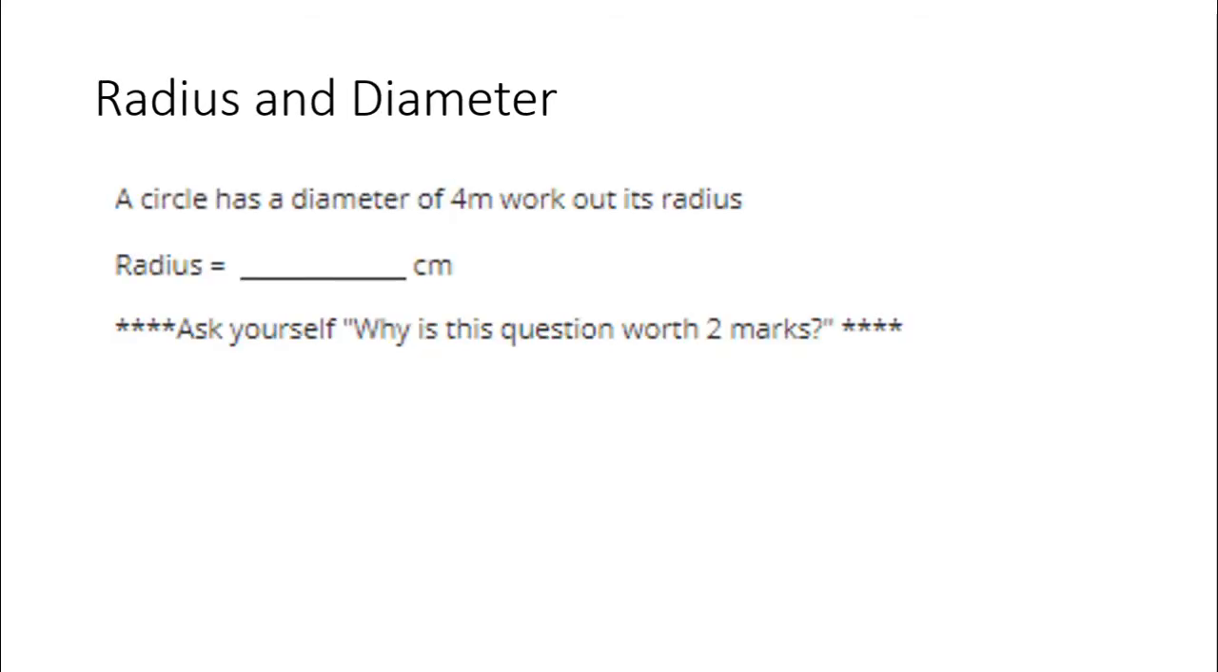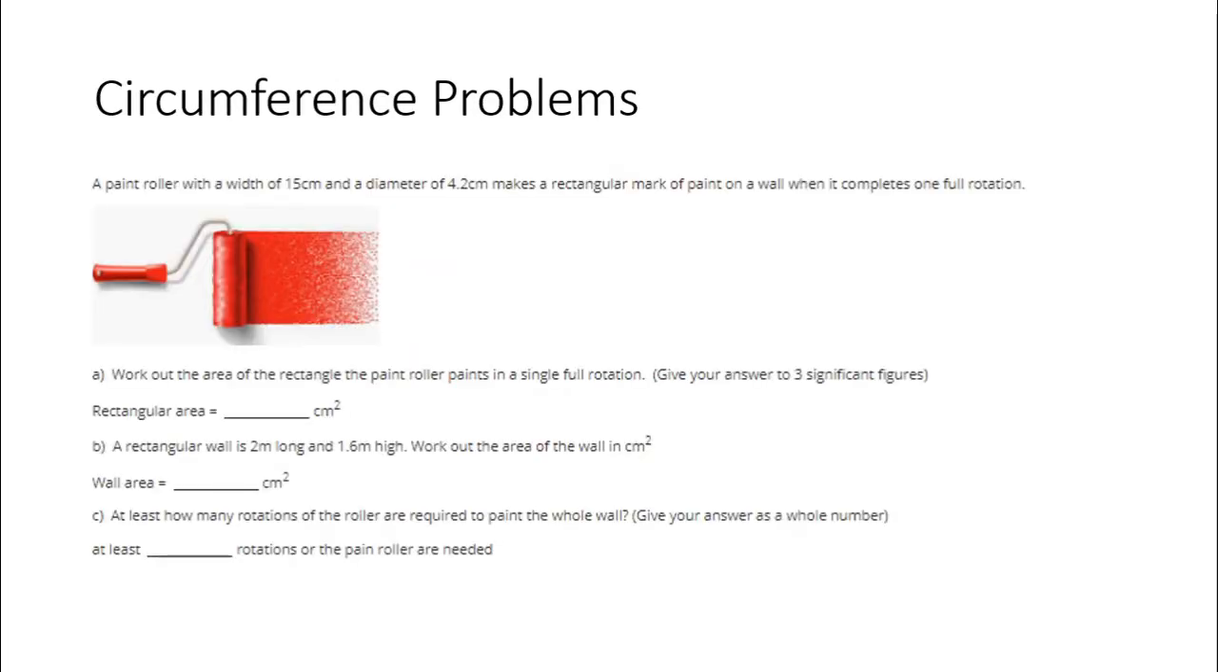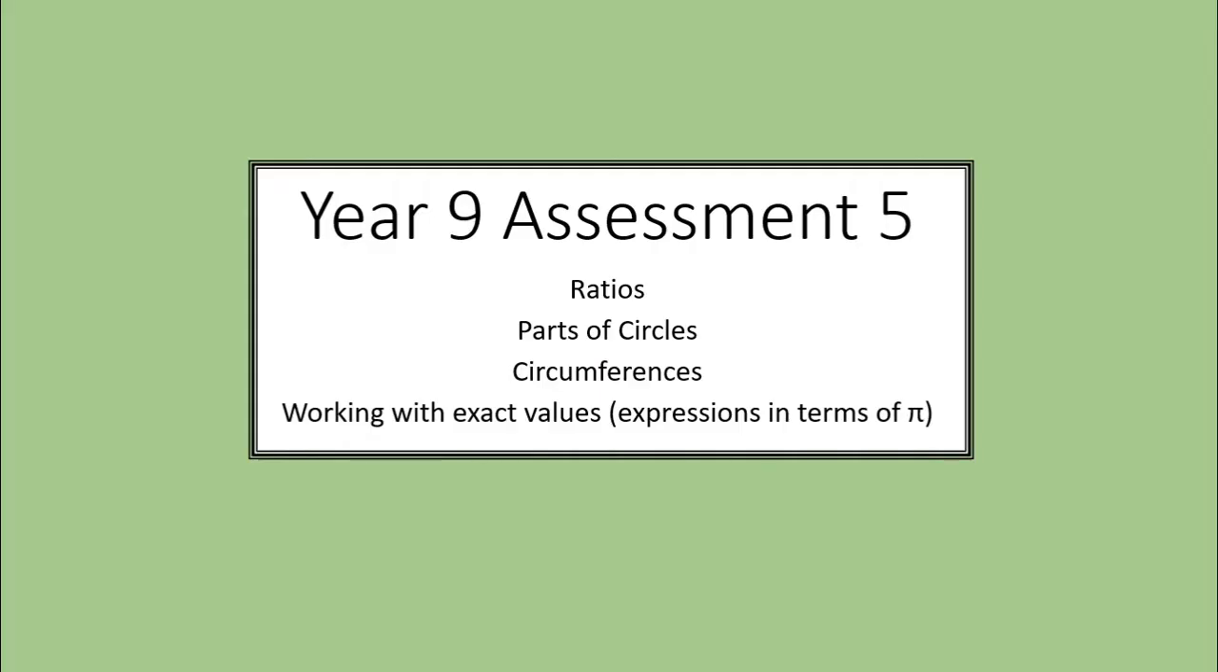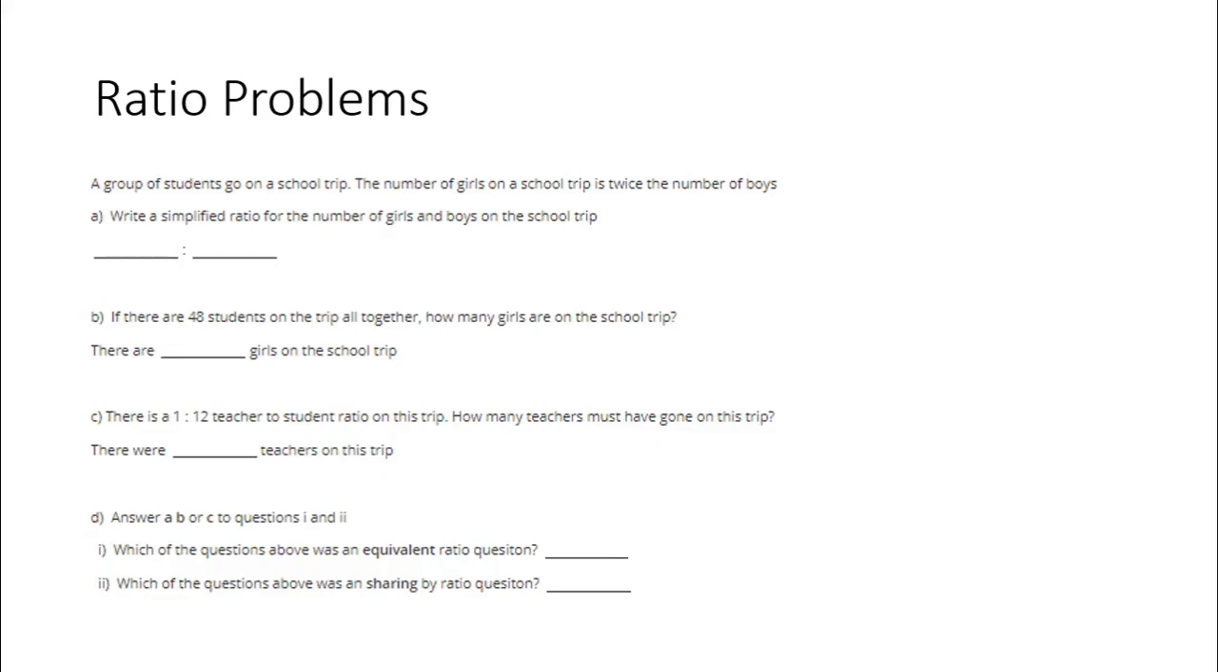Question 6 is about the radius and the diameter, and read very carefully. Question 7, our last question, is a circumference problem, but it also involves area. It may help if you draw diagrams for this. Okay, so you've been through the assessment. Let's start taking up the answers.